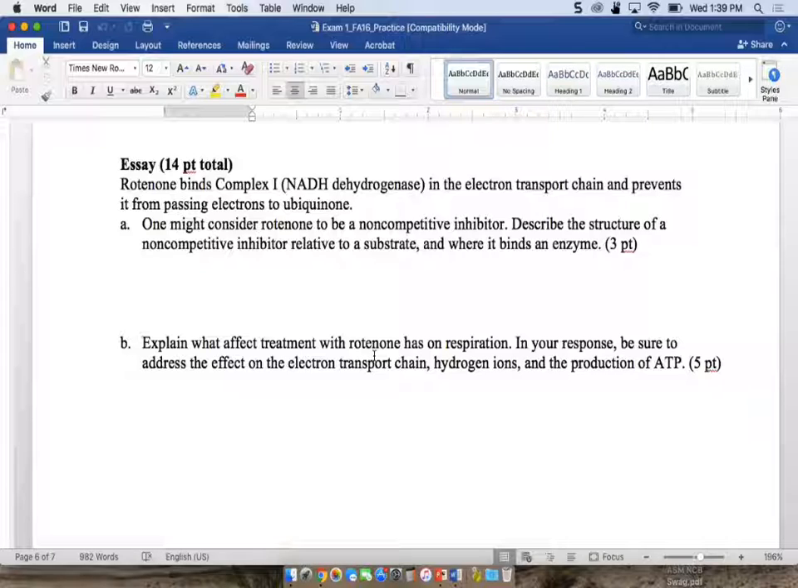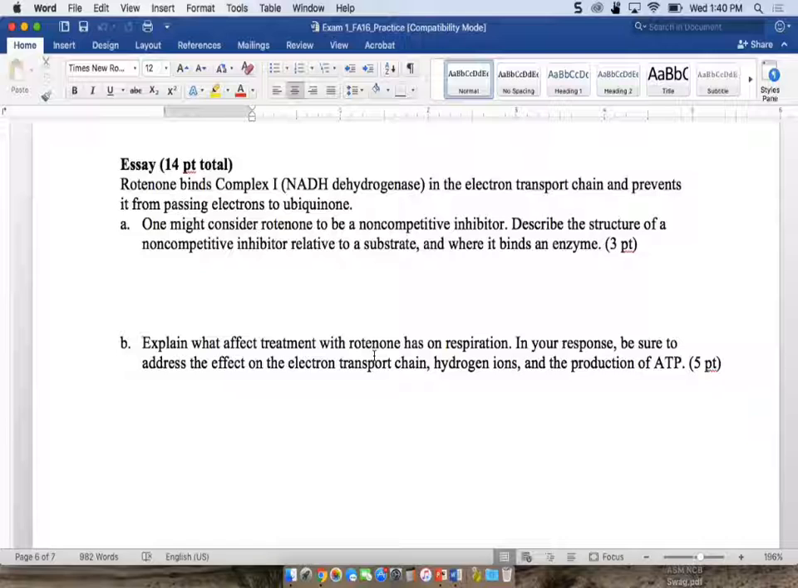What effect does it have on respiration? I heard a correct answer up front. Zach, go for it. So we said that since the enzyme is involved in redox reactions, the dehydrogenase, the enzyme's not going to be able to correctly pass electrons. Good, because the shape won't match up.